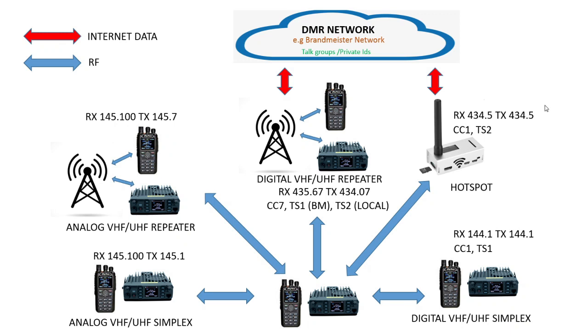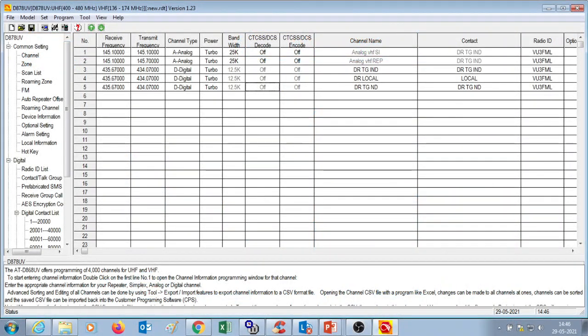But for the sake of this video, we will consider that the RX and TX frequencies are 434.5 because it is a simplex hotspot. The color code defined is 1 and time slot defined is 2. So we need to consider these parameters in our radio for having communication. So back to our screen.